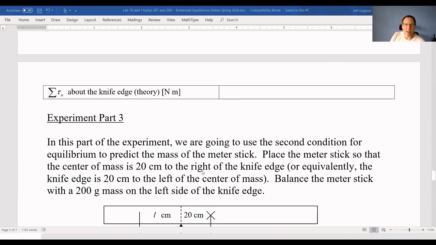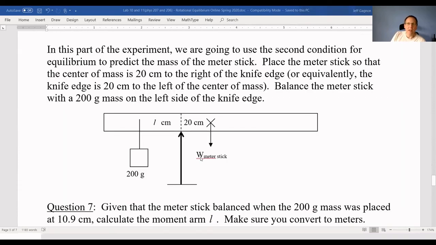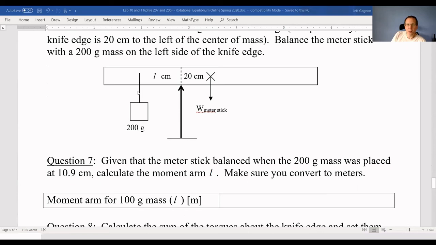Then the part that I just finished discussing, experiment part 3, was where we had 200 grams at a distance L away from the axis of rotation, from the knife edge. The knife edge itself, we placed 20 centimeters from the center of mass of the meter stick. So it was set up like that. Then we wanted to place this 200 grams at some location so that everything balanced, and use the second condition for equilibrium to predict the mass of the meter stick. So I walked you guys through that.